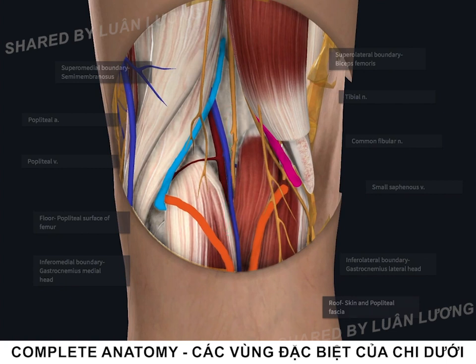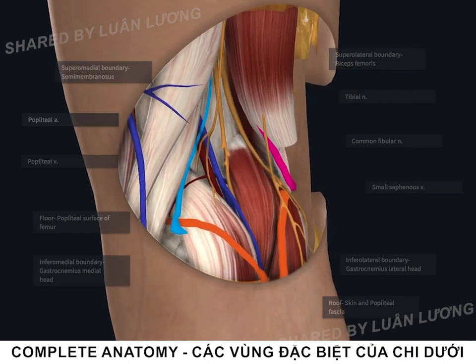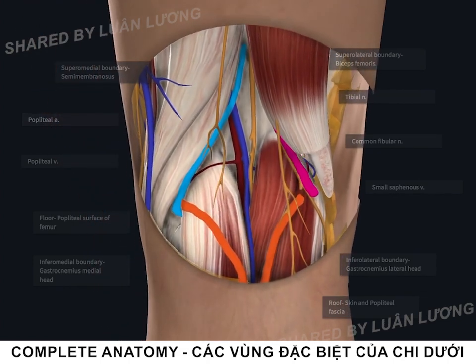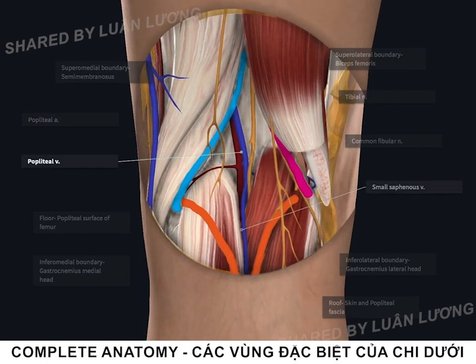Beginning with the most deep structure, this is the popliteal artery. So an easy way to remember this is the most important structure coming down into the lower limb, especially the leg, is going to be the artery as it carries blood to this region. Sitting superficial to the popliteal artery, we can identify the popliteal vein, which is more readily identifiable due to the presence of the small saphenous vein draining into the popliteal vein.